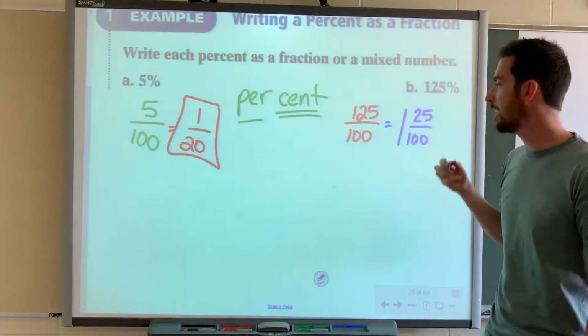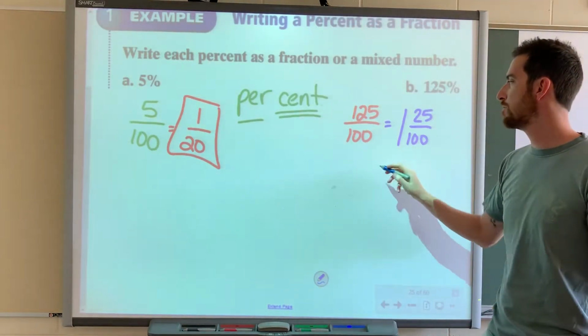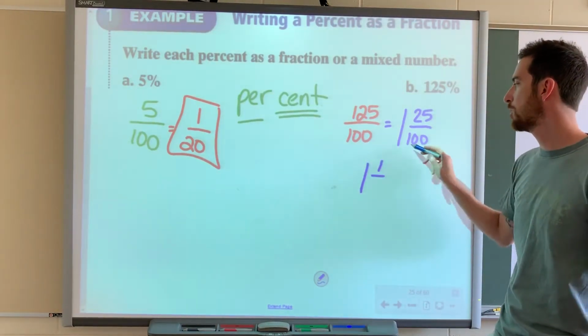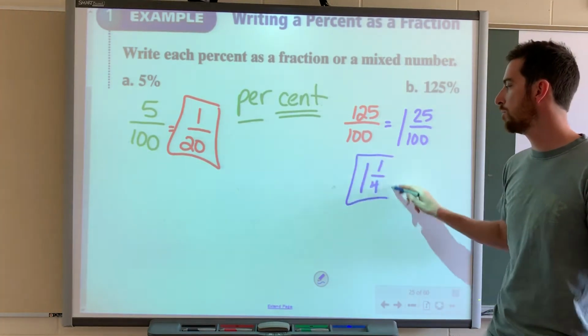But we can reduce that. Think of quarters into a dollar. 25 goes into 25 one time. How many quarters go into a dollar? 4. So it would be 1 1/4.